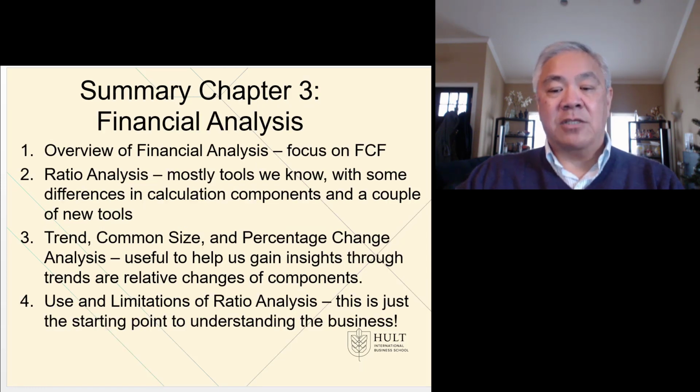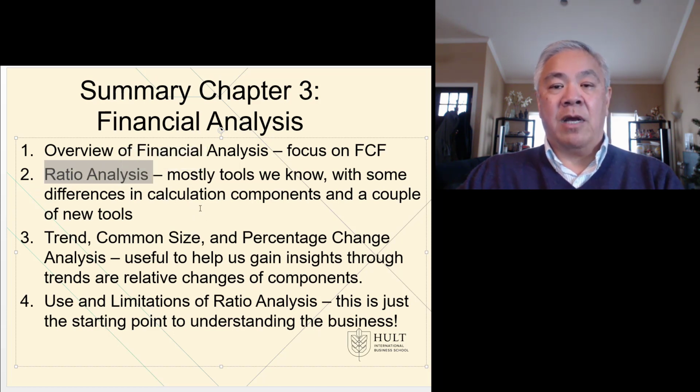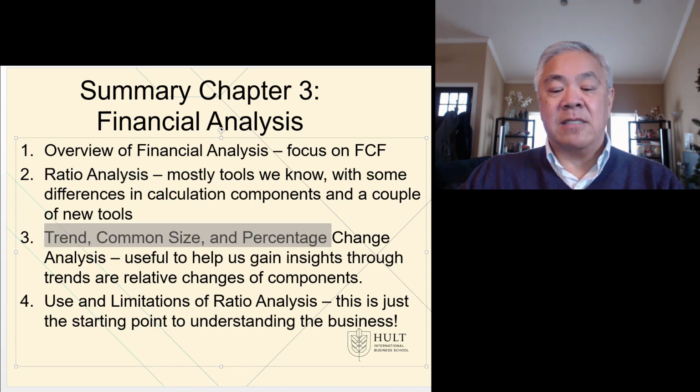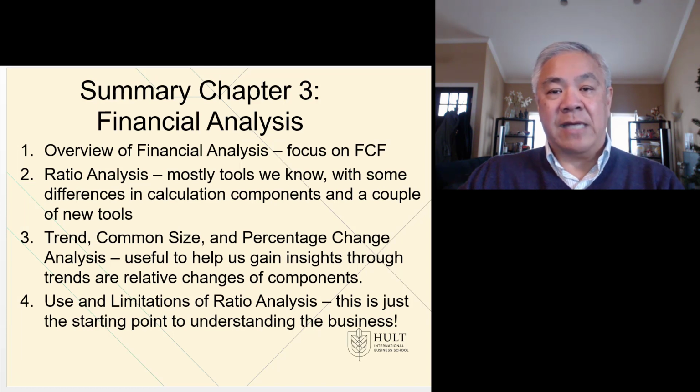So what we've seen in Chapter 3 is a focus on financial statements and then doing analysis from those historicals. We look at ratios, which we saw many classifications of ratios that deal with the balance sheet, income statement, or a combination of the two. And then some other techniques that help us do analysis, those being trend, common sizing, and percent change. And finally, we step back and look at a couple of limitations and cautions when we do financial analysis. All right, so that wraps up Chapter 3.